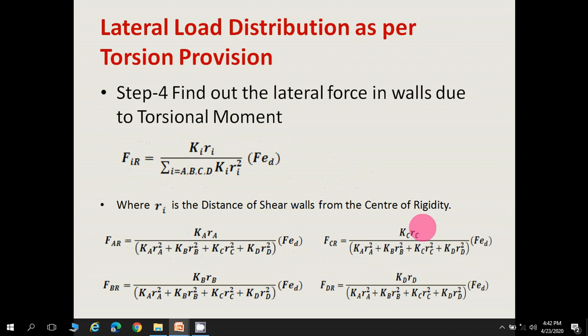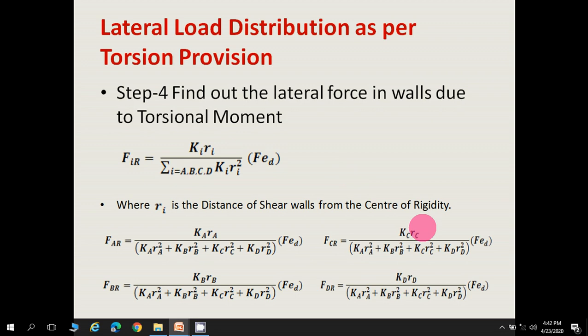In step number 4, we have to find out the lateral force involved due to torsional movement, which is given by F_iR equal to Ki Ri divided by the summation over i equal to A, B, C, D of Ki Ri square, which is multiplied by F into Ed. F is the total design force and Ed is the design eccentricity.